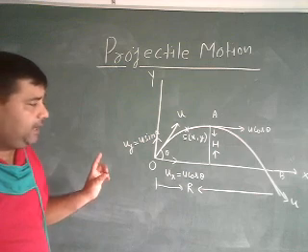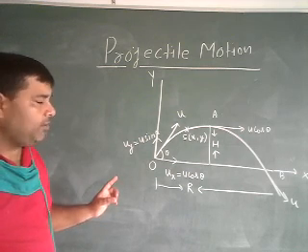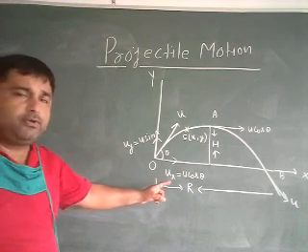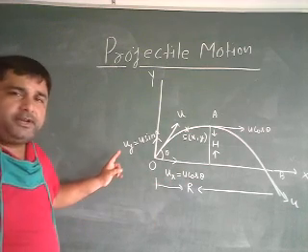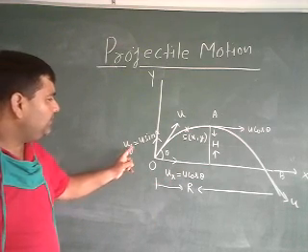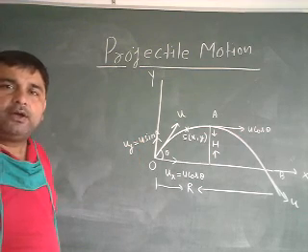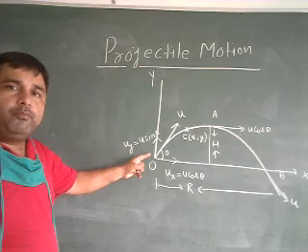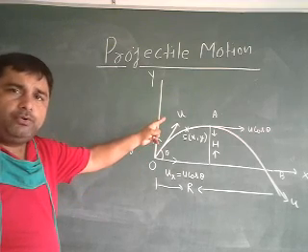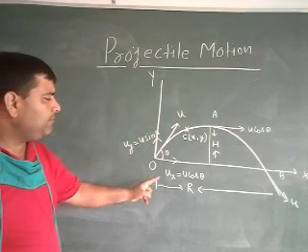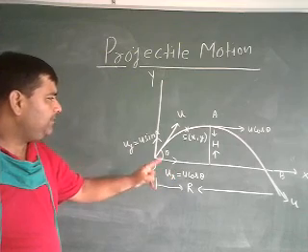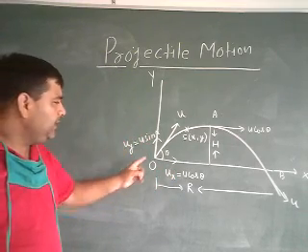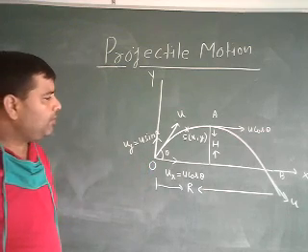The body covers x distance due to the horizontal component of velocity, which is ux equal to u cos theta, and the vertical component of velocity uy, which is u sin theta. Okay, at point O the velocity is u, which is the combination of u cos theta i cap plus u sin theta j cap. This is the combined velocity at point O.